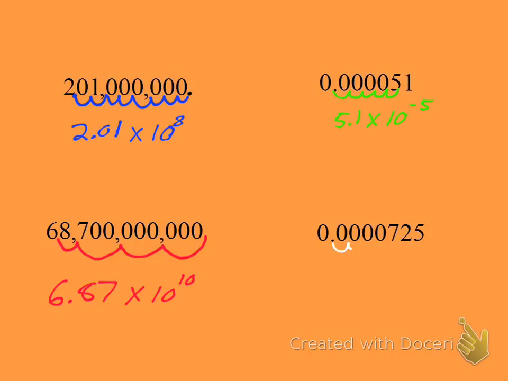And the other one, move it 1, 2, 3, 4, 5 again, so 7.25 times 10 to the negative fifth. Your science teachers love scientific notation. You can talk about big numbers, you can talk about little numbers, and quite honestly, that's where it's useful.